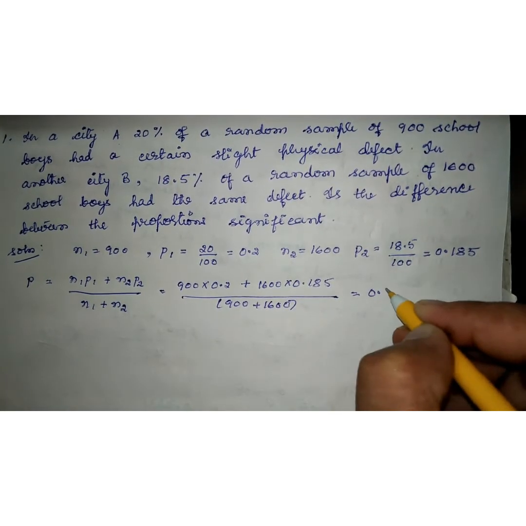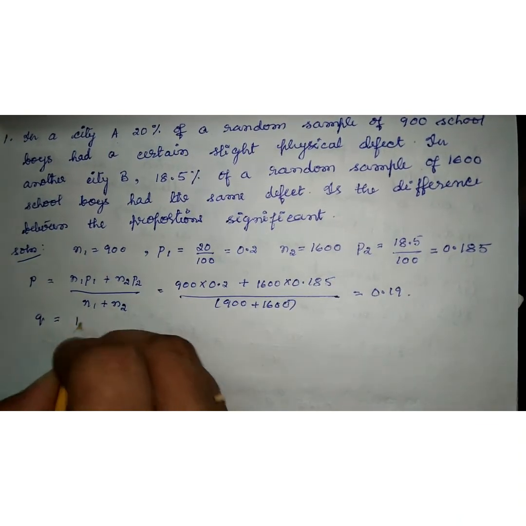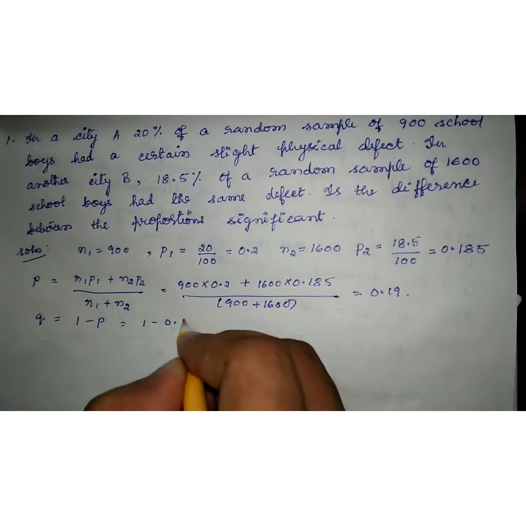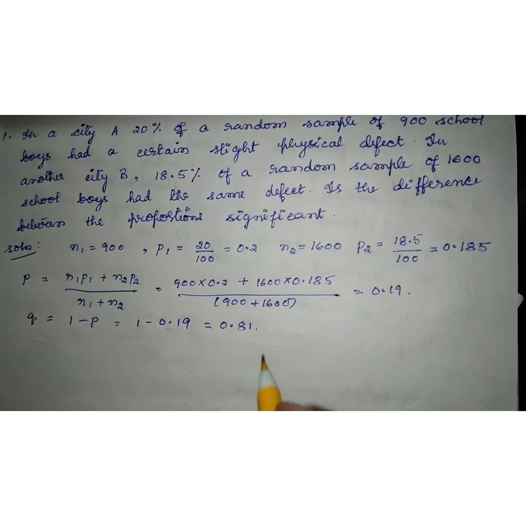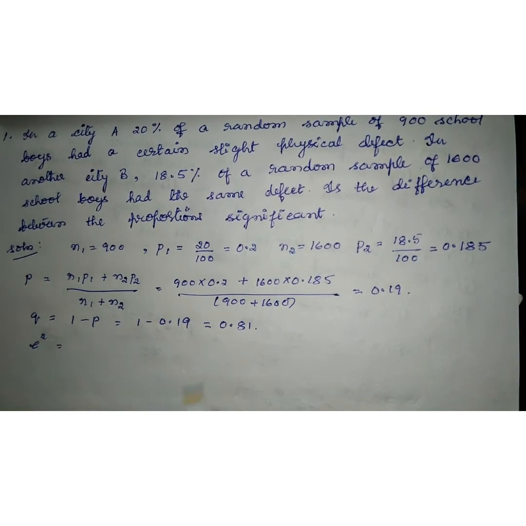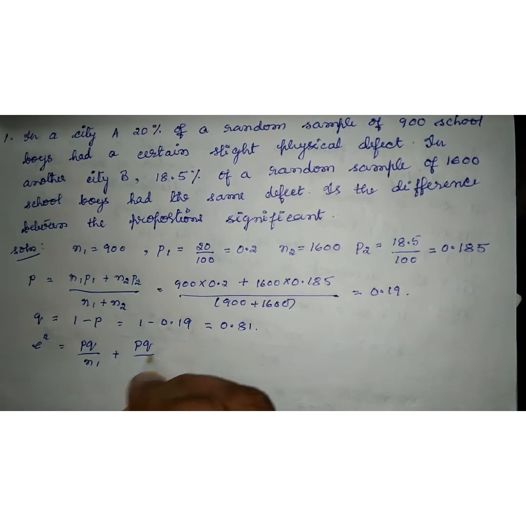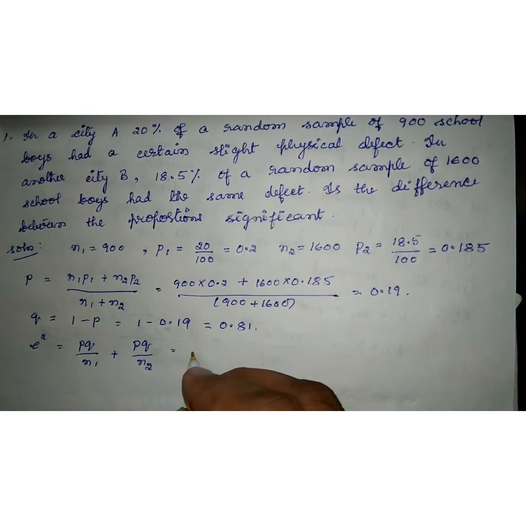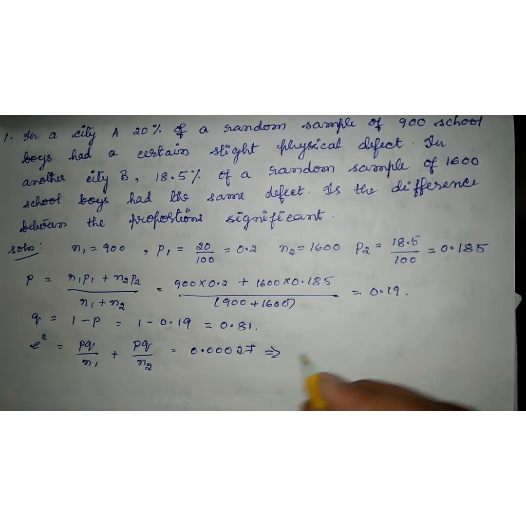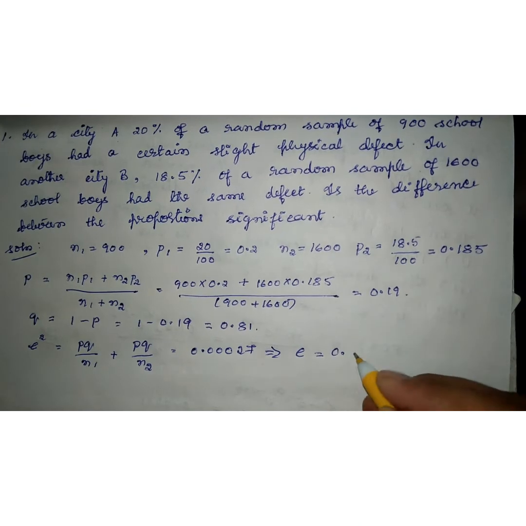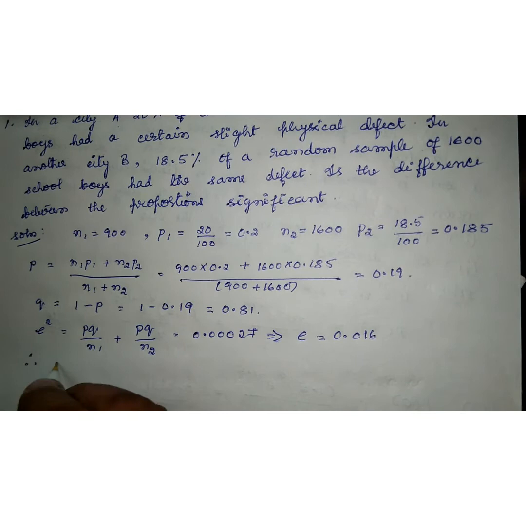So we get it as 0.19, and clearly Q is nothing but 1 minus P, that is 1 minus 0.19, so you get 0.81. Now we'll be finding the standard error, E square equal to PQ by n1 plus PQ by n2. So you get E square as 0.00027, and further taking the square root you get E as 0.016.